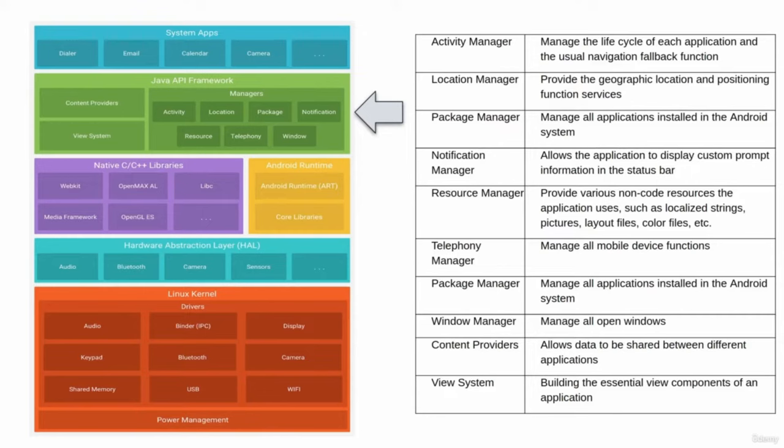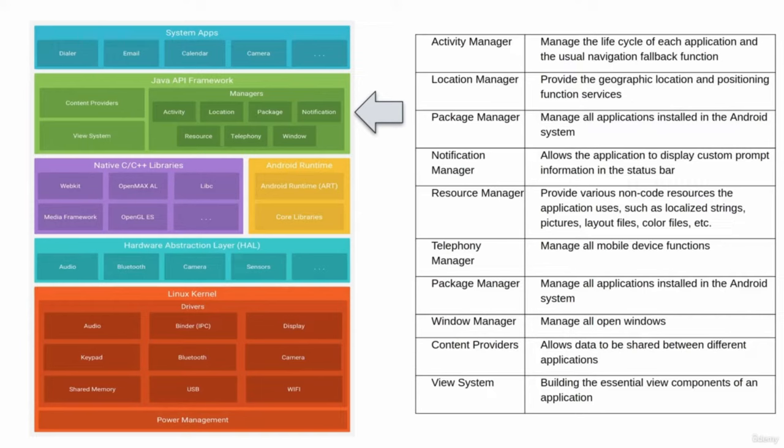So first we have the activity manager. The activity manager is mainly responsible for managing the life cycle of each application. Each application is built with different activities or fragments. So it is the responsibility of the activity manager to manage the life cycle of each application or each activity within the application. Next is the location manager. The location manager provides the geographic location and positioning function services. For example, maps will be using the location manager to get the current location of the device.